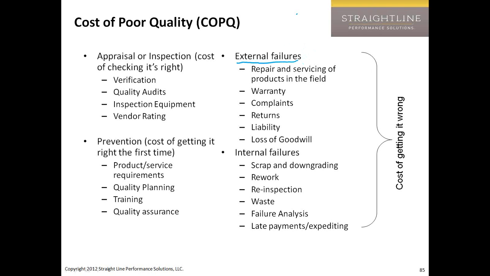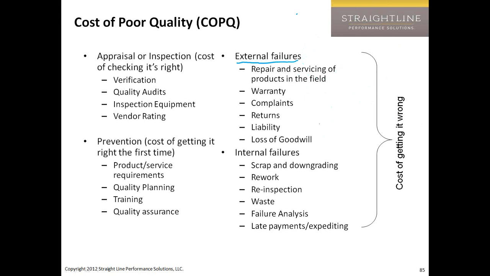So here are just some things. Repair and servicing of products in the field. If we make mistakes and we have to fix them out there, it costs a lot of money. We have a lot of egg on our face. Warranty claims. These are defective products or defective services where we have to redo them. Complaints. Any returns. Liability. If we make a mistake and the customers sue us, then we would have to pay for not only that litigation but also damages potentially. And finally, loss of goodwill.